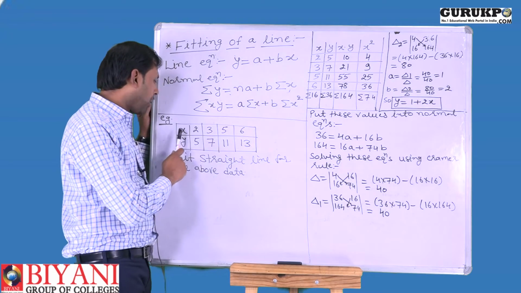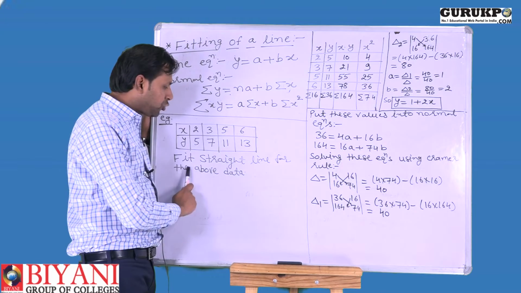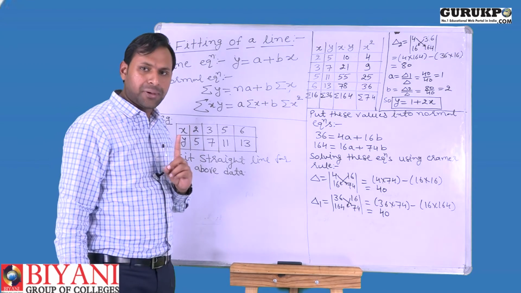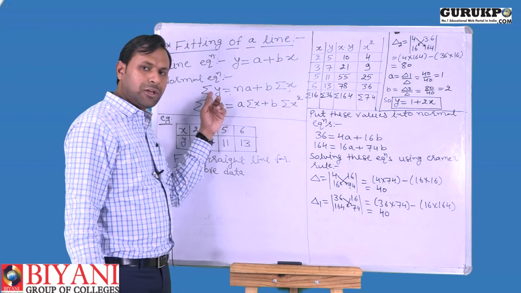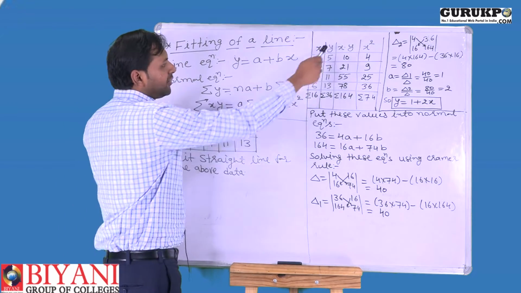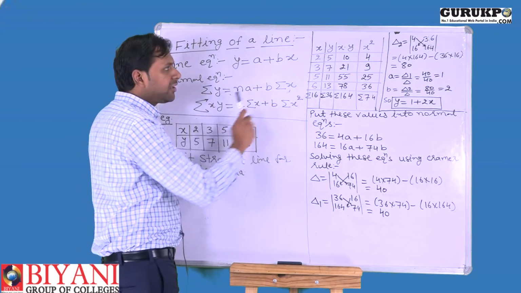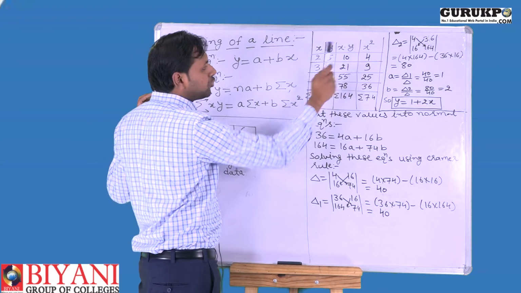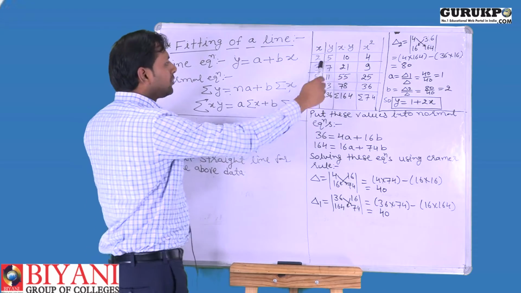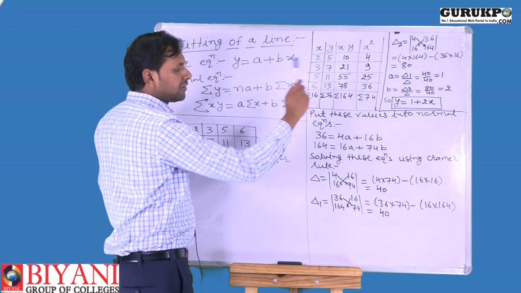The problem is that x and y are given. By using these values, I have to fit a straight line. For this, we will create a table to find the required values of the equations. We are given x and y; sigma y we will get, sigma x we will get. We need xy, so we create one new column x into y and also a new column of x square. X is 2, 3, 5 and 6. Y is 5, 7, 11 and 13.